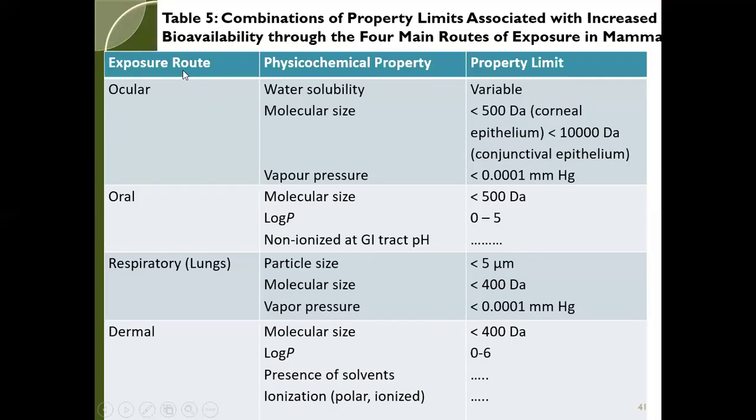So you have exposure route, the route through which human beings can be exposed to the chemicals. That's combination of property limits associated with increased bioavailability through the four main routes of exposure in mammals. Then the first one is ocular.